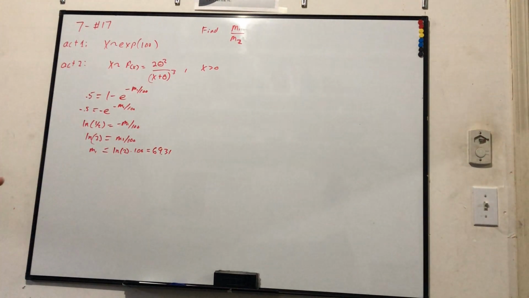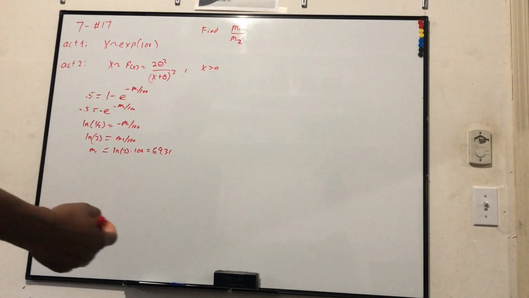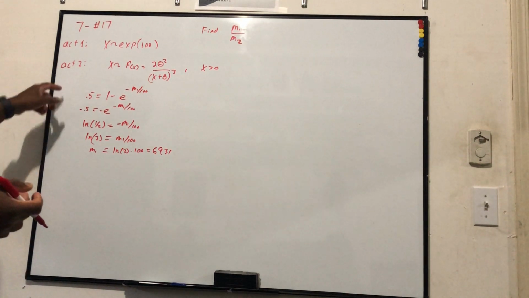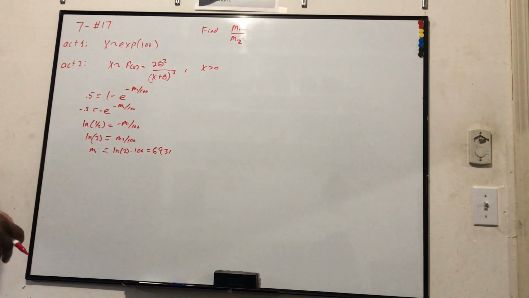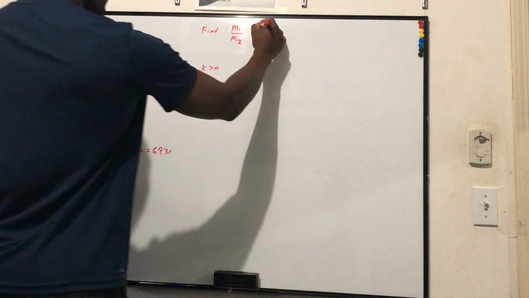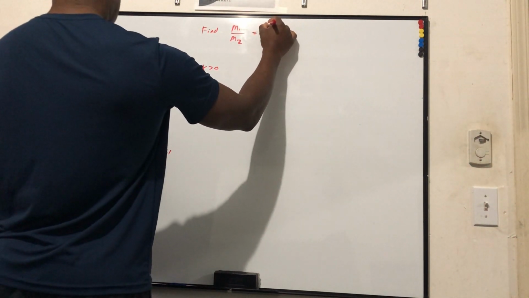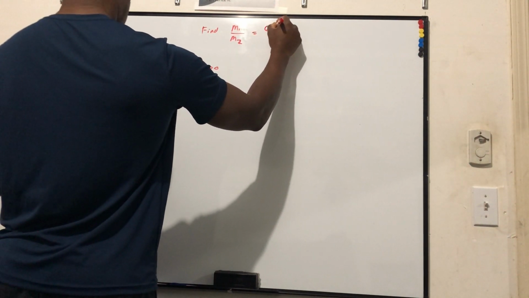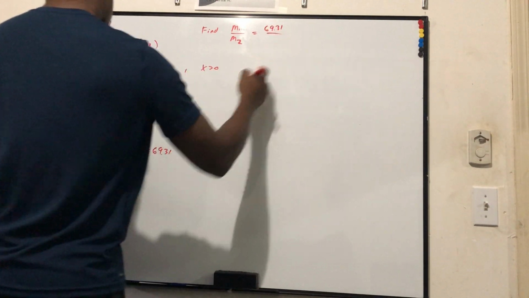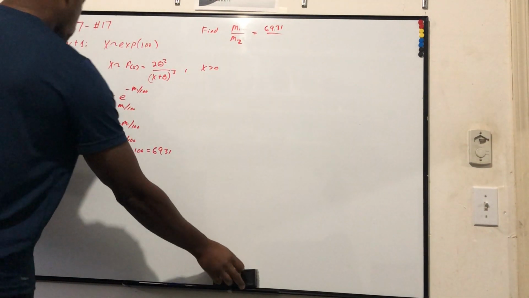So that was fast, so we know, hey, what's going on? If they get to this one fast, you know the second one's going to be hard, right? So here we go. So we know what M1 is, right? So let's just go ahead and state what M1 is. 69.31.